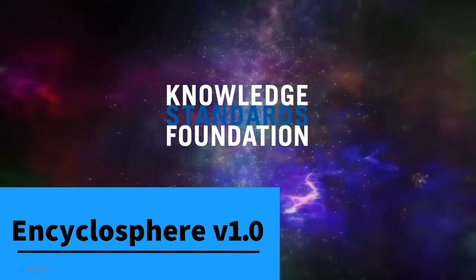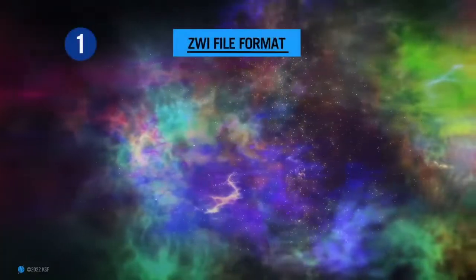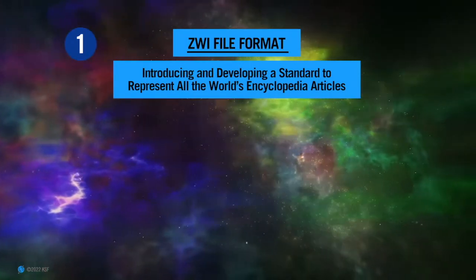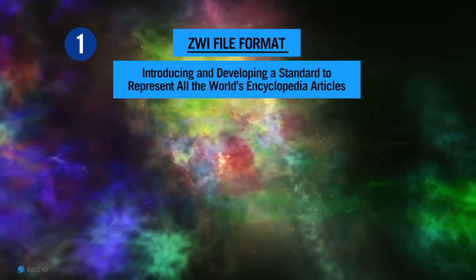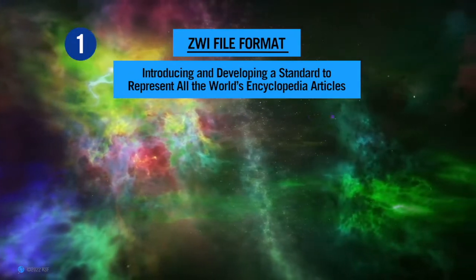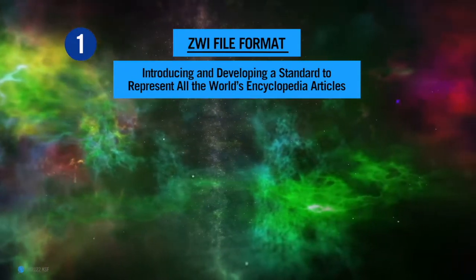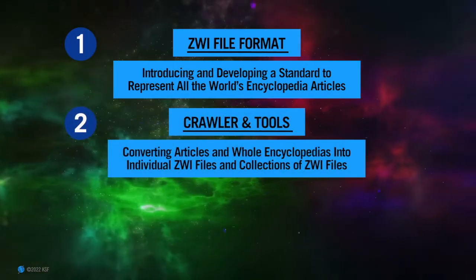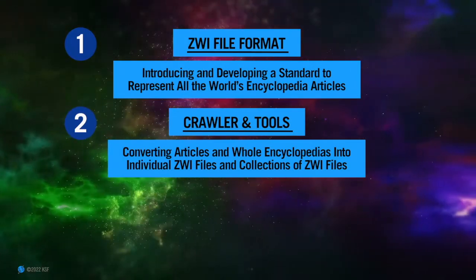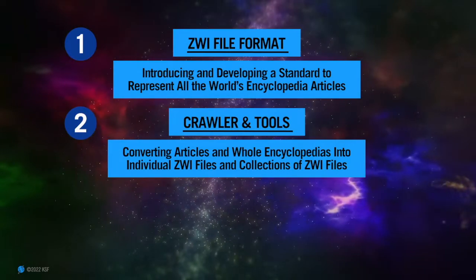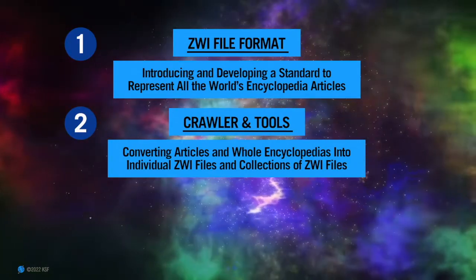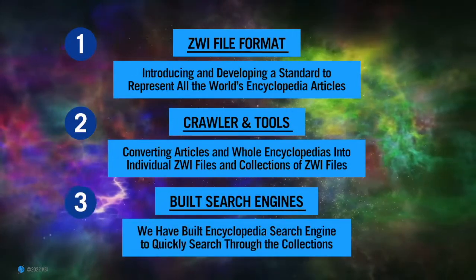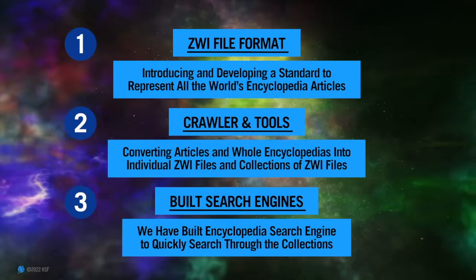To summarize what we have done so far. First, with the Zwie file format, we are introducing and developing a standard that can represent all the world's encyclopedia articles. The Zwie file format does for encyclopedias what the RSS blogging standard did for news and blogs. Second, with a crawler and other tools, we have started converting actual articles and whole encyclopedias into individual Zwie files and whole collections of Zwie files. Third, we have built encyclopedia search engines that quickly search through those collections. So, what are the next steps?